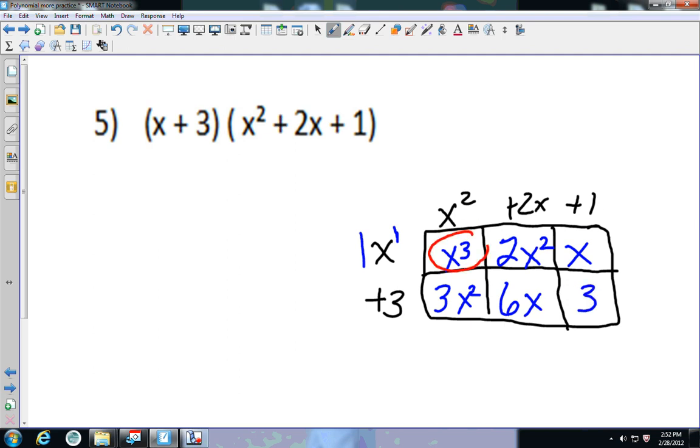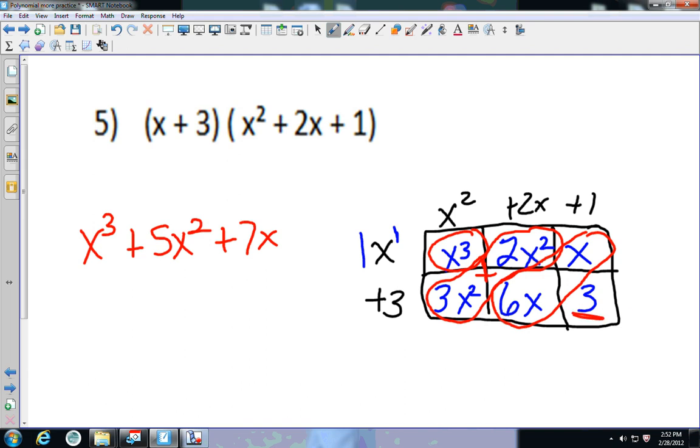I have x to the third power. And I have, add these together. Be very careful. Add them together. 2 plus 3 is 5x to the second power. 6x plus x plus 7x, and then plus 3.